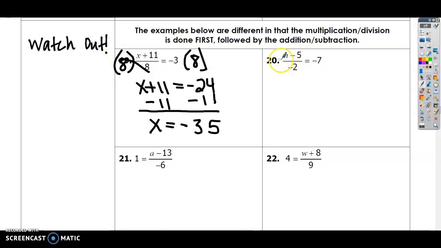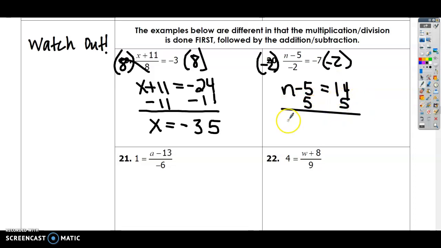All right, over here I need to get rid of the negative 2. So I'm going to multiply both sides by negative 2. Bring down my n minus 5. Negative 7 and negative 2 is positive 14. And then add 5 to both sides. So n equals 19.